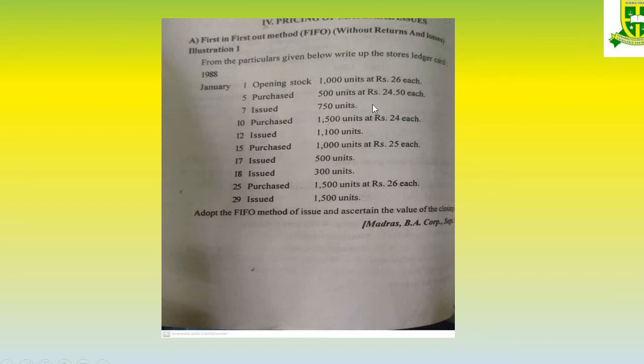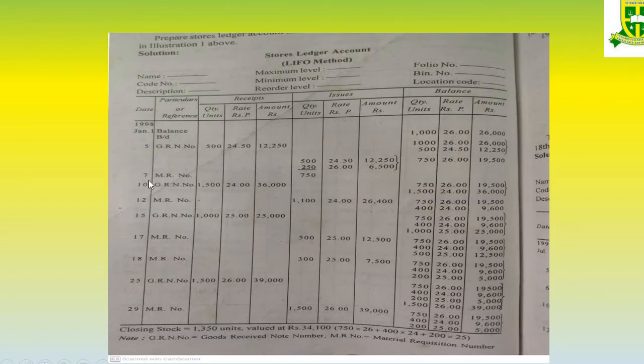On the 7th, you are issuing 750 units. You have to send a material outside, so we are using the term MR number. How many units you have to send? 750. So this is last in first out method, so whatever material you have available last. What is the material available last? There are two materials available. One is 1000, one is 500. So what we have to use here? You have to use 500 units here because you are following a last in first out method.